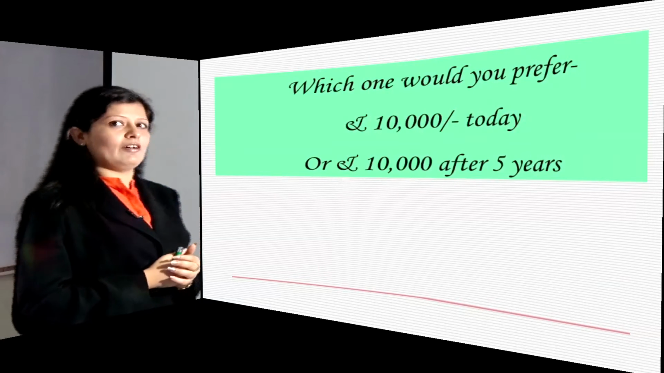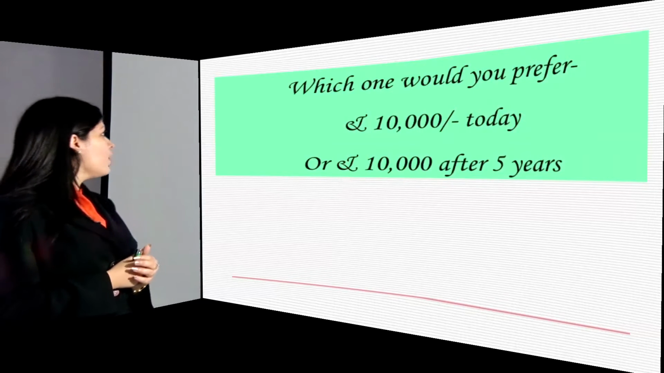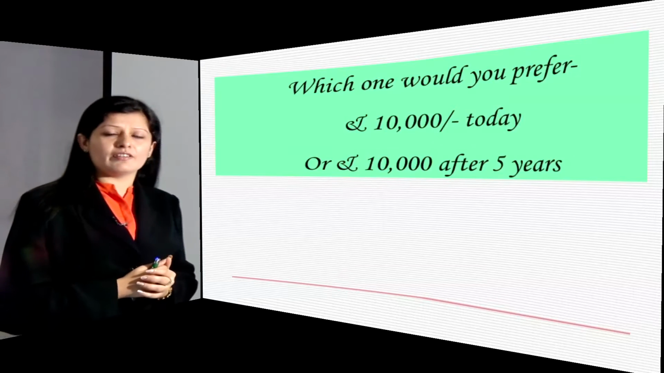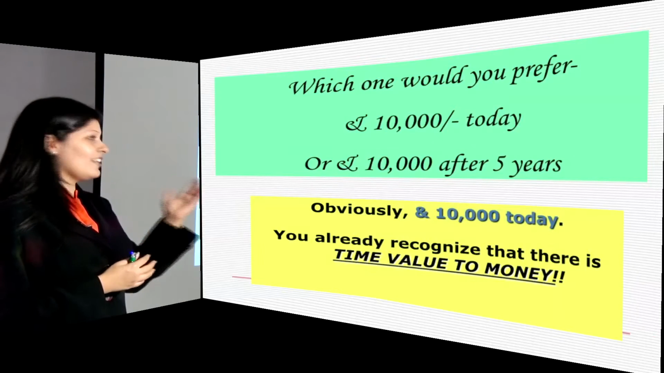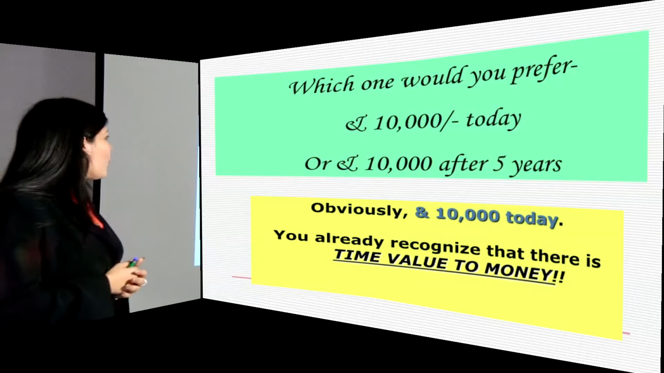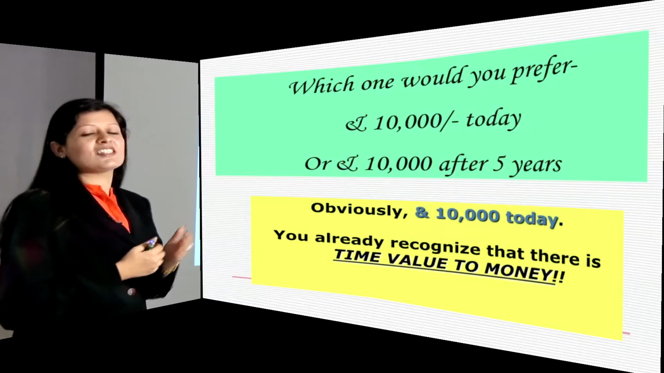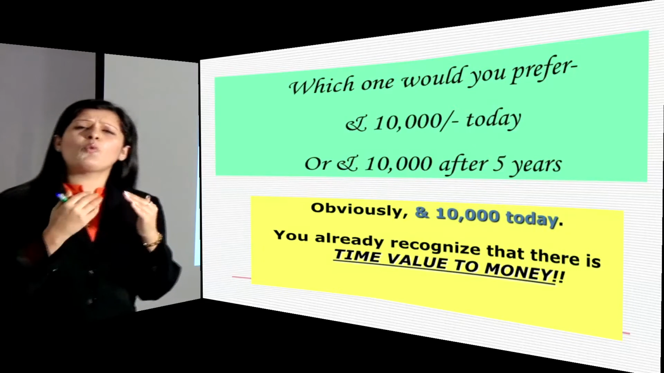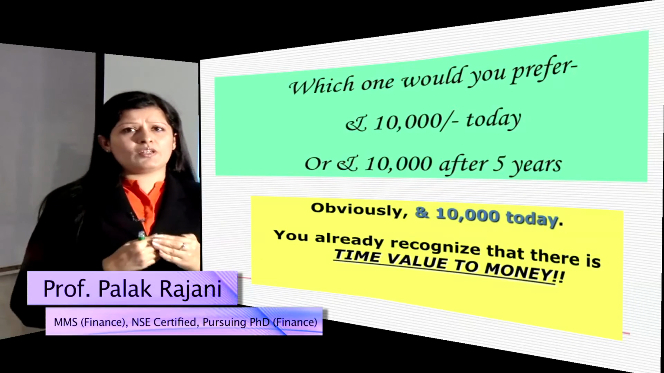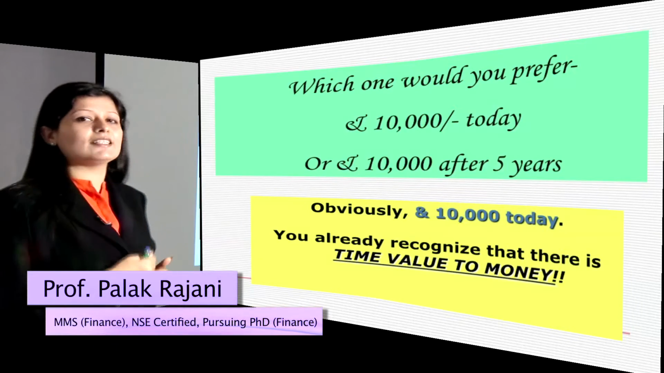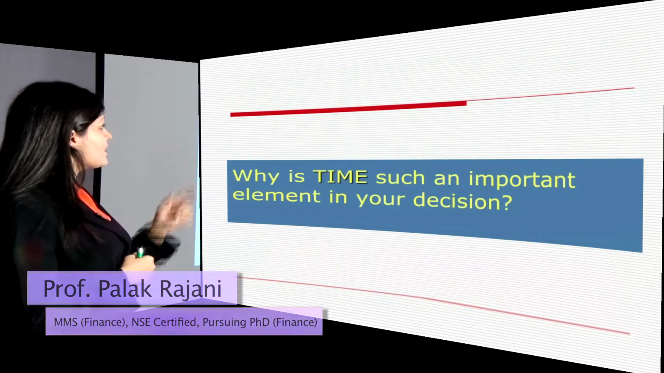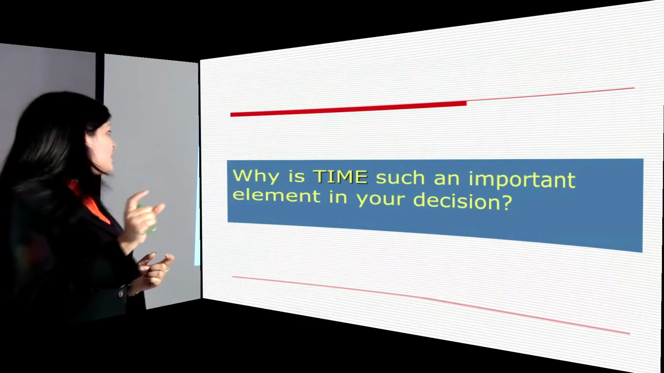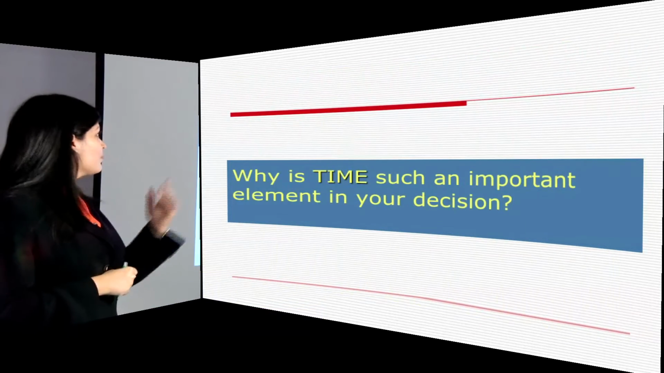Which one would you prefer? 10,000 today or 10,000 after 5 years? Obviously, 10,000 today. You already recognize that there is time value of money. But why do you prefer 10,000 today, not tomorrow? Let's see the reasons. Why is time such an important element in your decision?